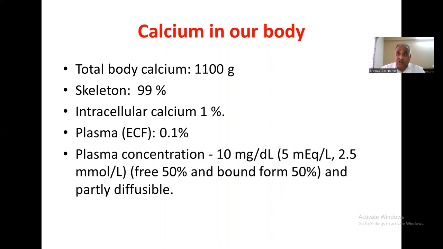Then plasma concentration, that is in the ECF, is 0.1%. It's only 0.1%. 1% is intracellular calcium. In the plasma, in the extracellular fluid, it is 0.1%. The plasma concentration of calcium is about 10 milligram per deciliter, or 5 milliequivalents per liter, or 2.5 millimoles per liter. Nearly 50% of it is in the free form, and 50% is in the bound form. Calcium is partially diffusible. It is not freely diffusible.